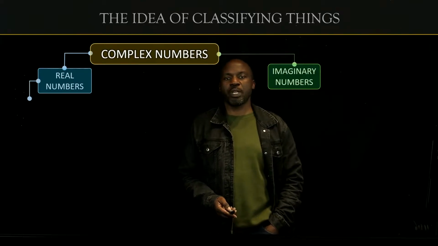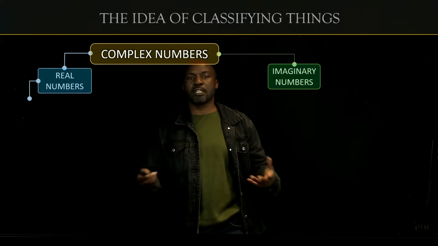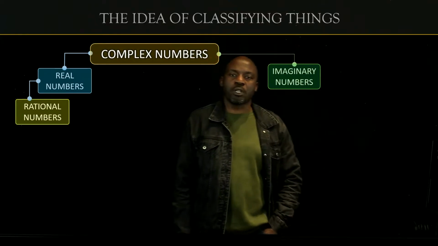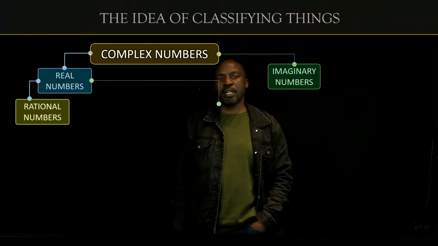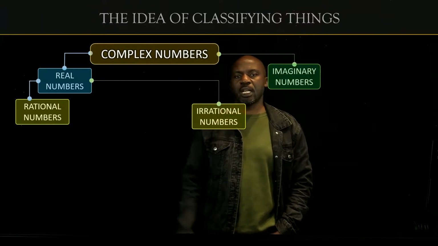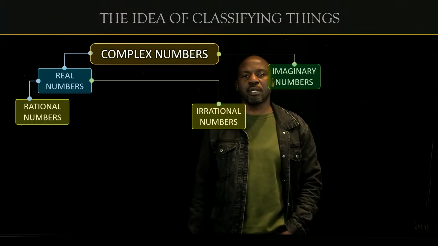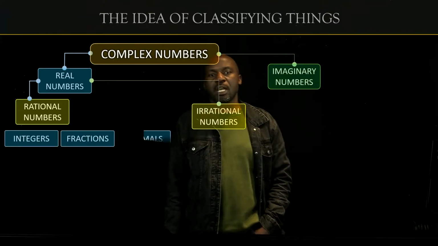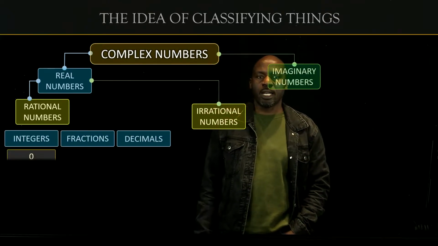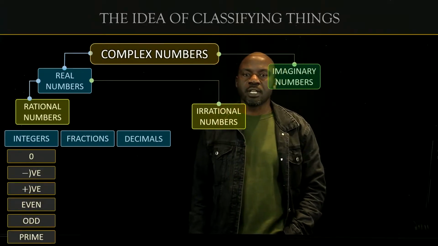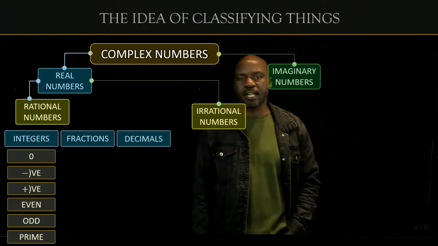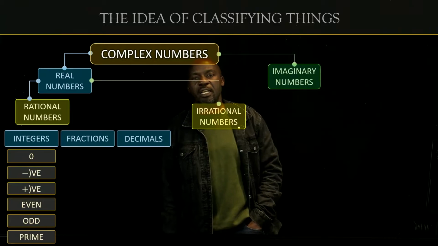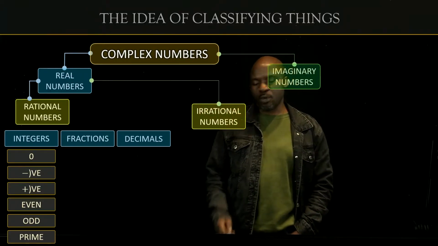The real numbers we can classify into 2 types, which are rational numbers, and we will talk about what this means, and irrational numbers. But while we are at it, we can describe the rational numbers themselves. Rational numbers include integers, fractions, and decimal numbers. Under integers, you have 0, numbers that are considered negative, others that we refer to as positive. We have numbers that we call even, others that we call odd, and we have prime numbers.